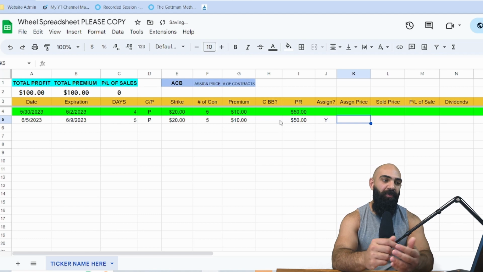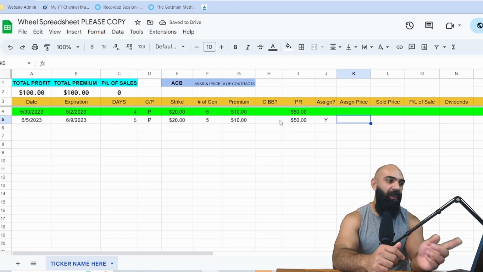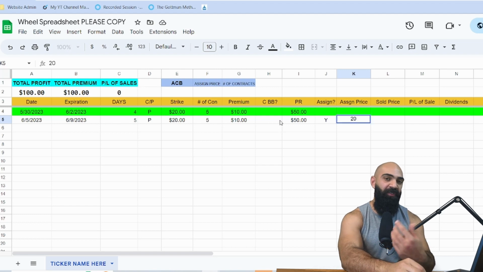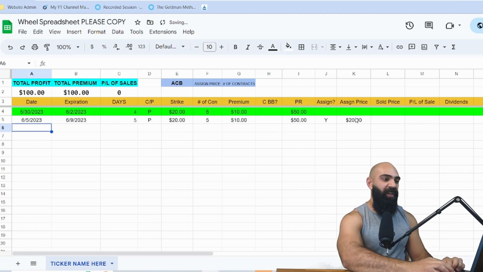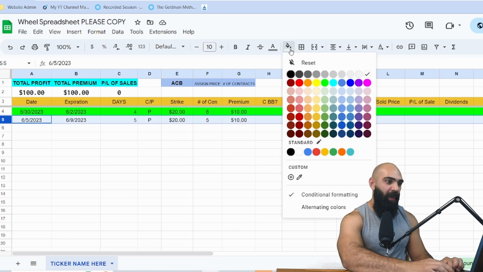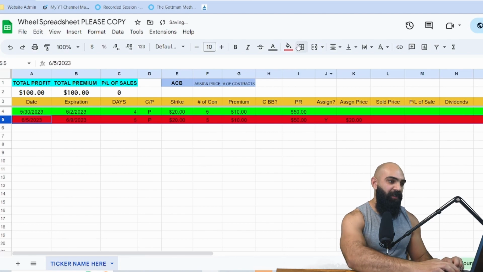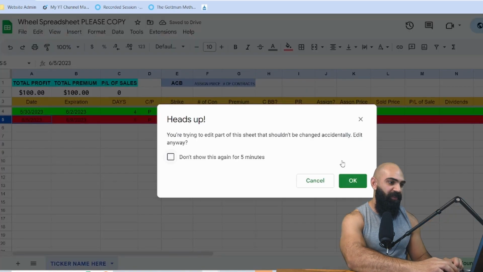And this is where we're going to do the assigned price. So this is where I'm going to write the price I got in as assigned to just keep track. So I got assigned at $20. So let's do, I'm going to mark this red. This is just my own color coding. This is not how you need to do it. Let's mark it orange so you guys can read it easier.